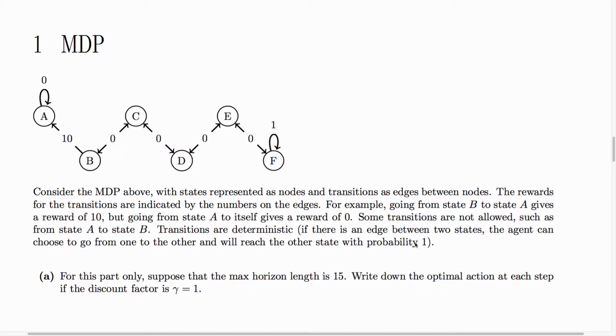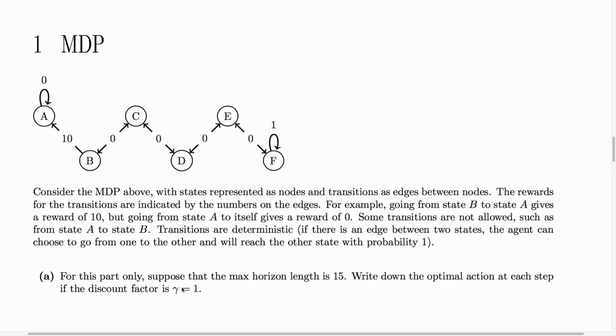Okay, so for this question, for part A, let's assume that the max horizon length is 15. That means that you are able to look 15 steps ahead. And it says that the discount factor is 1. So that means that a reward 15 steps away will look exactly the same as a reward 1 step away.